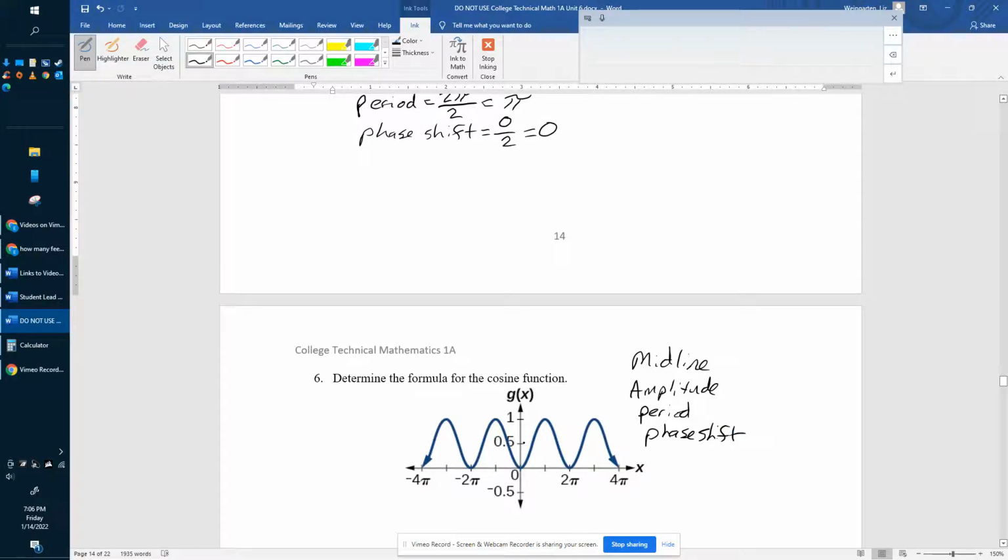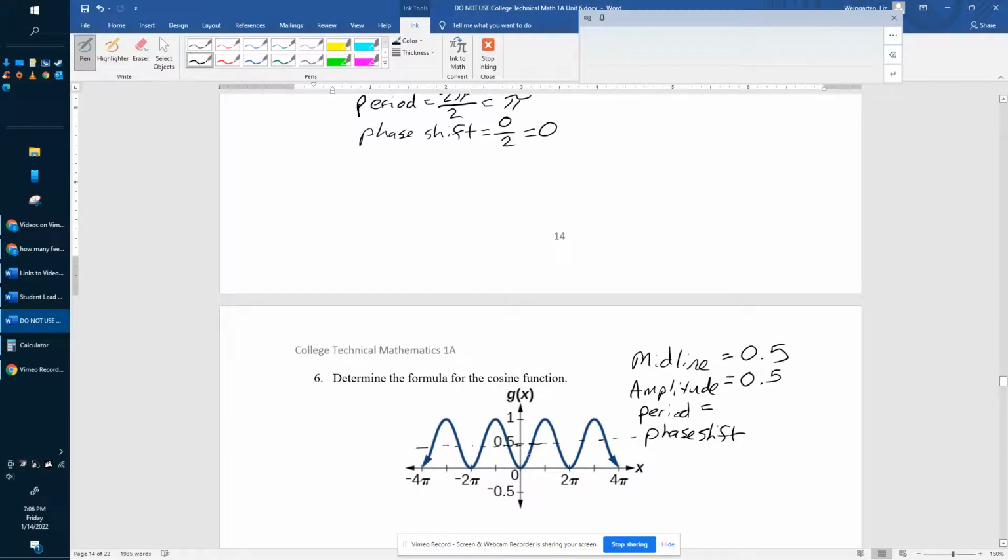So let's figure out where the midline is. The midline is what cuts this graph in half. The midline is at 0.5. The amplitude is how high the graph gets, so the amplitude is how high the graph is from the midline, which is again 0.5.